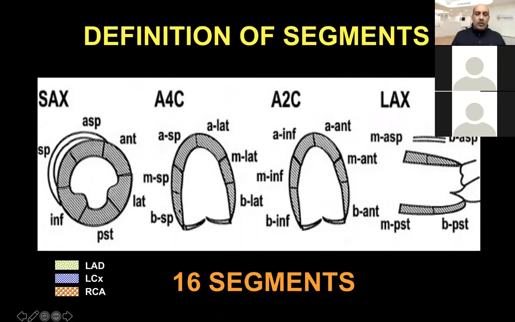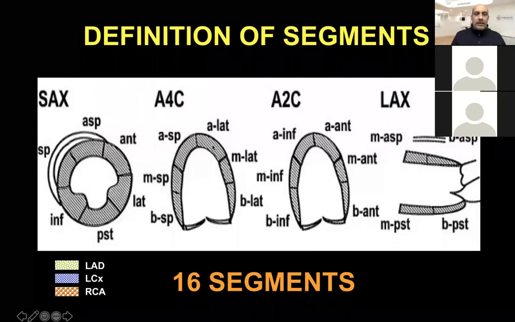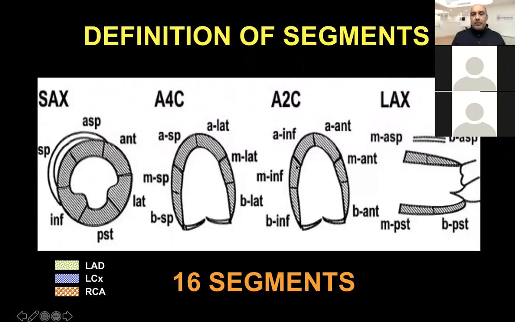As I said, the whole length of the left ventricle is divided into three equal parts: the apical, mid, and basal. So there would be basal, mid, and apical septum, apical, mid, and basal lateral, basal, mid, apical inferior, and basal, mid, and apical anterior wall.